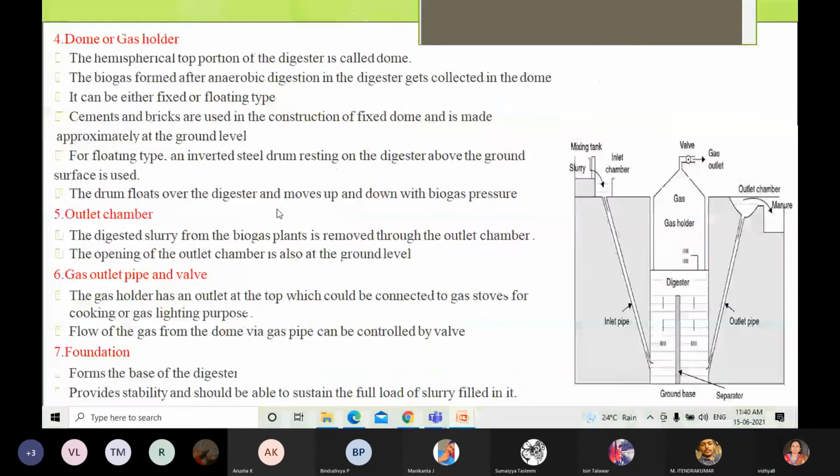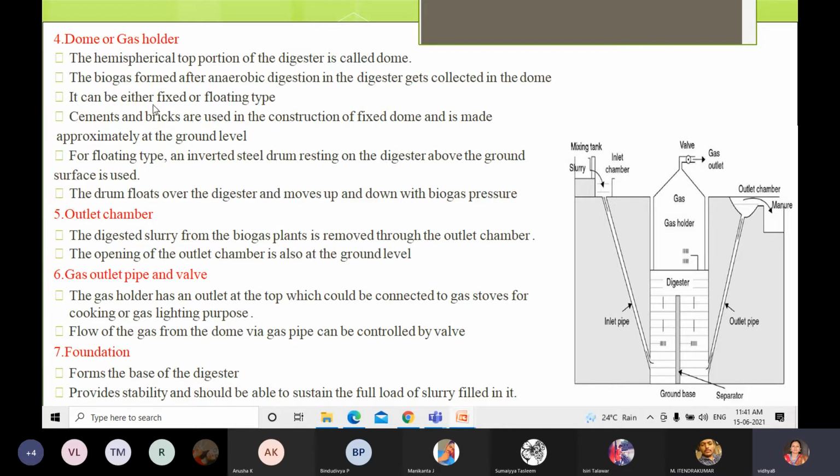Okay, next is the dome or gas holder. Here the hemispherical top portion of the digester is called the dome. You can observe here, this portion is called the dome. The biogas formed after anaerobic digestion in the digester gets collected in the dome. After the digestion process, whatever output we get is collected in the dome. It can be either fixed or floating type. In the next classes we shall discuss the types of biogas plants. Okay, fixed and floating type.